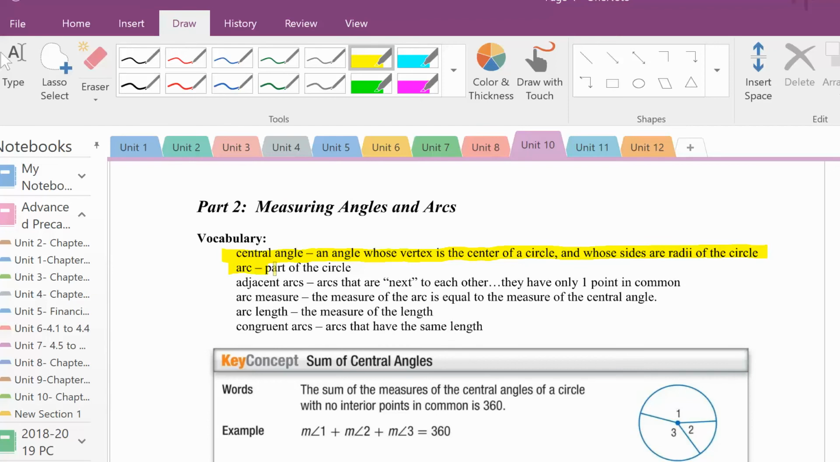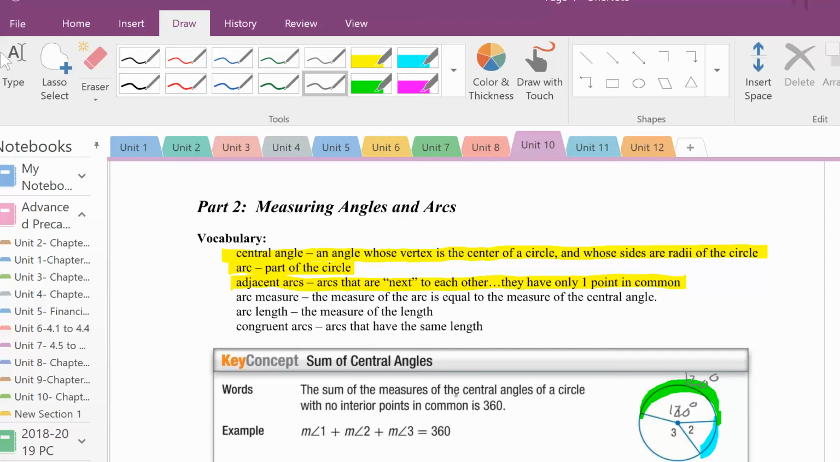An arc is part of a circle. So if you look here, the arc formed by angle 1 is right there. So that's an arc. Adjacent arcs are arcs that are next to each other and have only one point in common. So for example, these two arcs here are adjacent because they're right next to each other. Arc measure is the measure of the arc, and it's equal to the measure of the central angle. So if this angle is 120, then this arc is also 120.